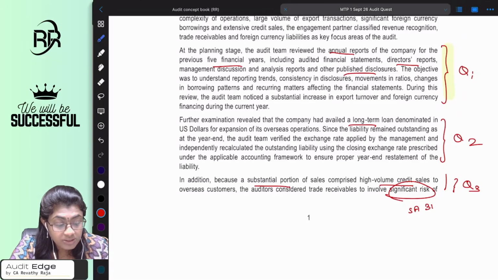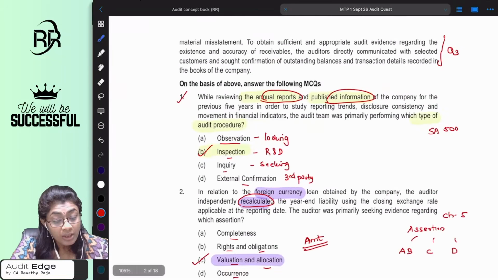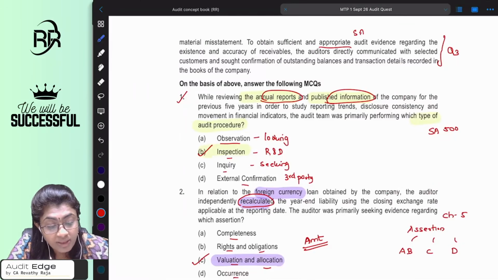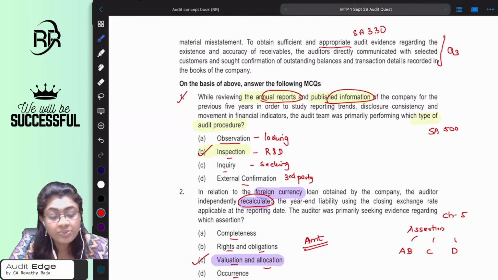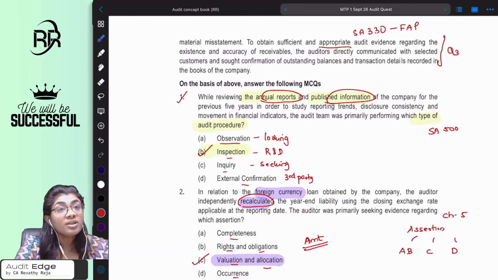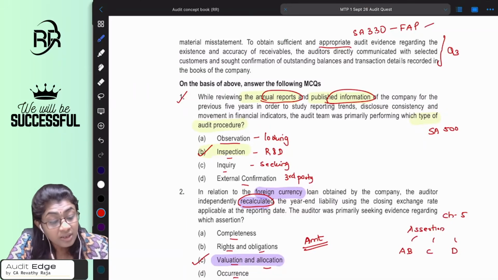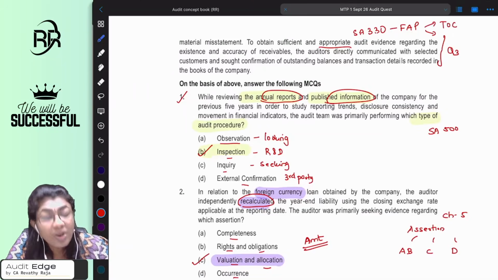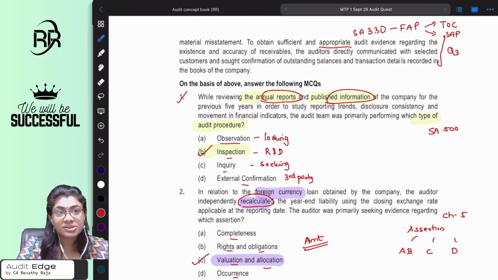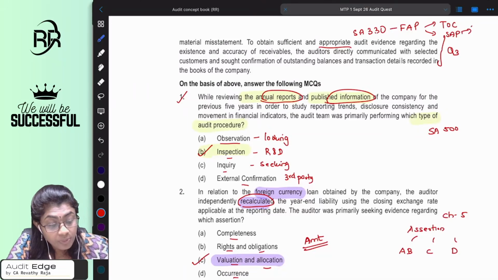Which SA says about significant risk? Risk of material misstatement, SA 315. Now, whenever there is a risk, you have to obtain evidence as a response, which is which SA? 330. In 330, they ask the auditor to perform further audit procedures. In further audit procedures, you have tests of controls and substantive audit procedures. In substantive audit procedures, you have tests of details and substantive analytical procedures.